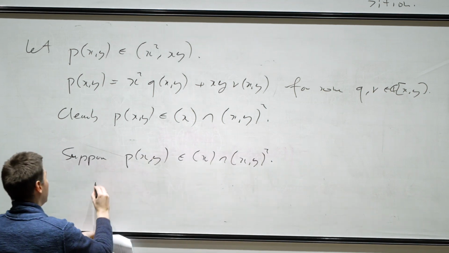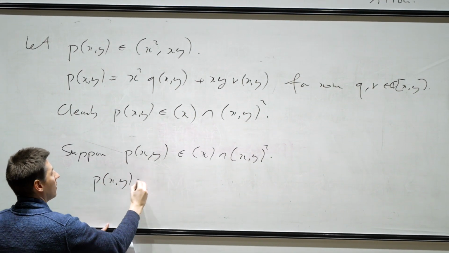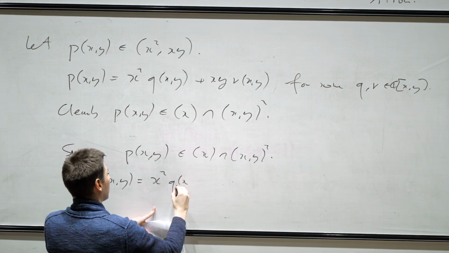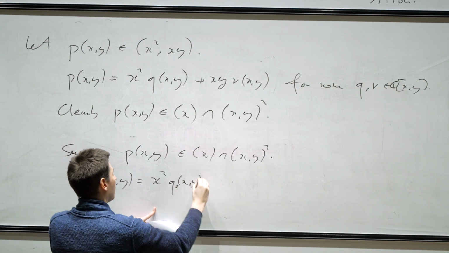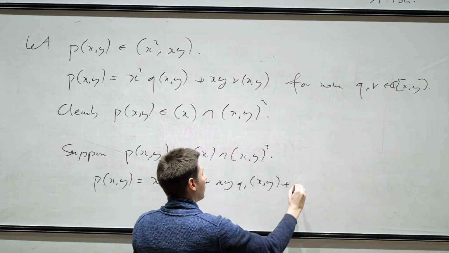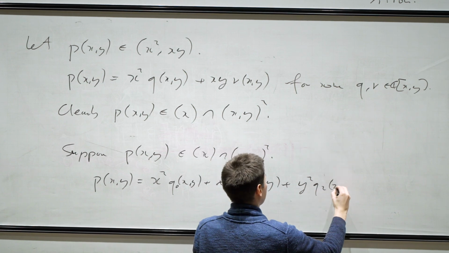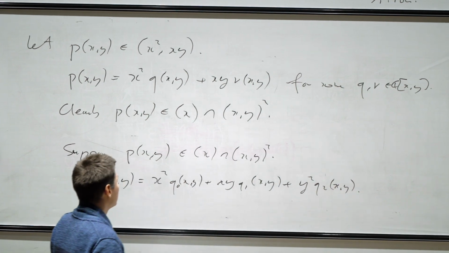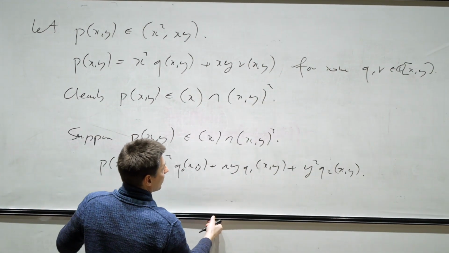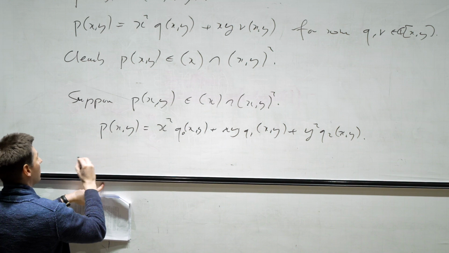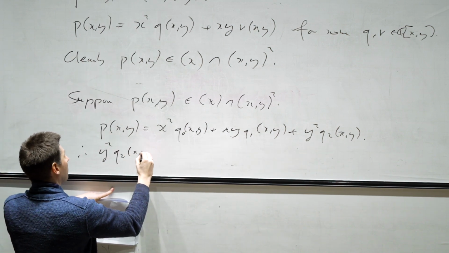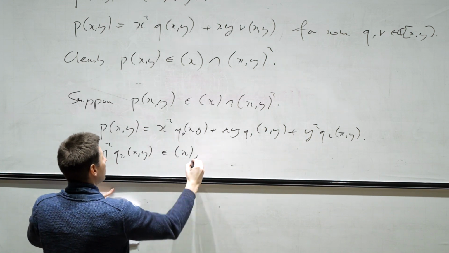Well, so that means that p in here is equal to x squared times some q. Let me call it q0 plus xy q1 plus y squared q2. Okay, what is divisible by x? Well, this is divisible by x, this is divisible by x, and this is divisible by x. So we conclude that y squared q2 also lies in this ideal.